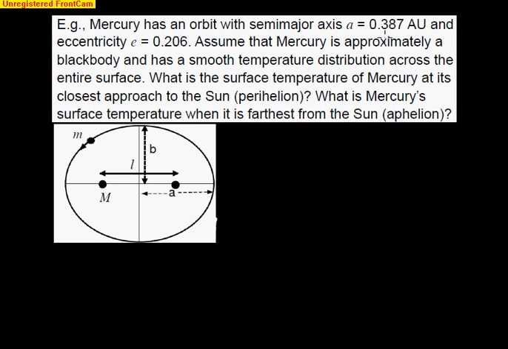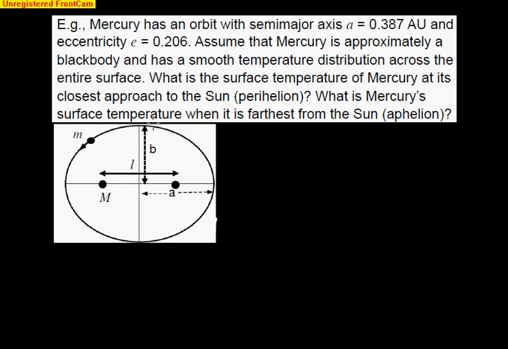Assuming that Mercury is approximately a black body, that's just going to change our equation slightly, even though it's not. It has a smooth surface distribution across the entire surface, or temperature distribution, so we're not going to go with any variations. What is the surface temperature of Mercury at its closest approach to the Sun, the perihelion? And what is Mercury's surface temperature when it is farthest from the Sun?